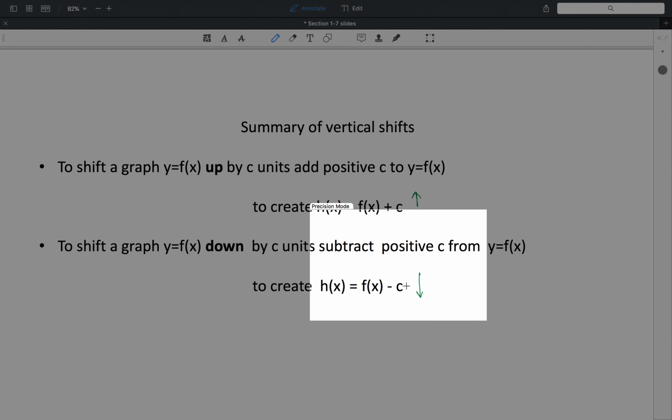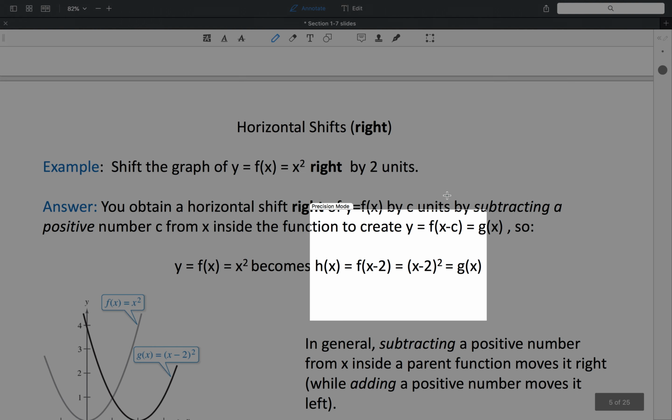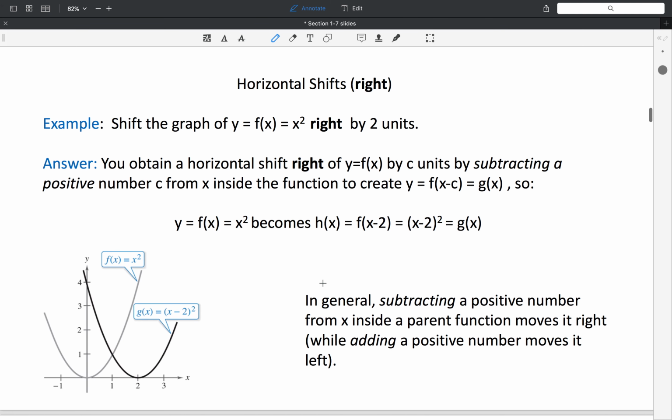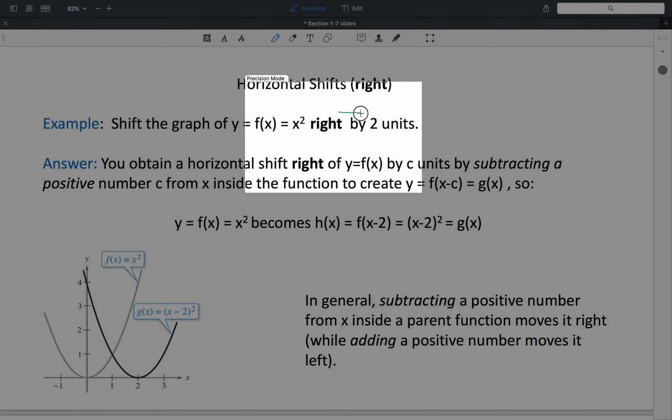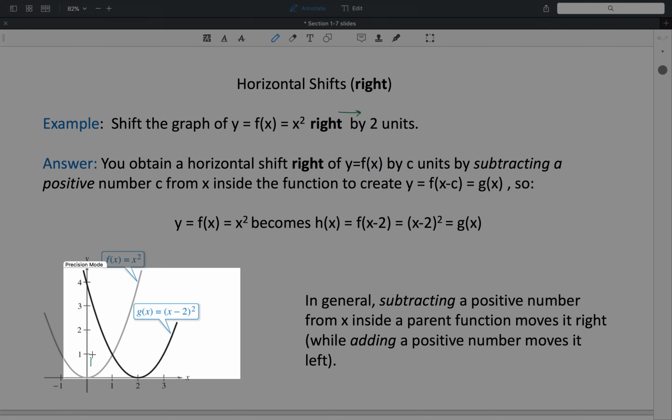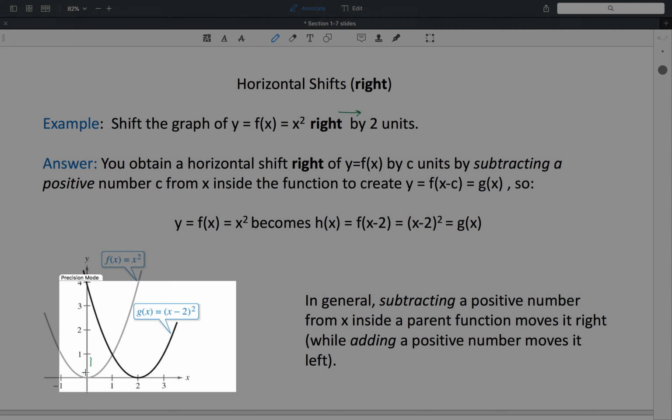Okay. Now the second kind of shifts is moving it right or left. First I'm going to do right. I want to move the graph to the right by 2 units, and that's what I did here. Let me take this off, and I want to go down here. Then I just want to point out that this original zero here is 0, 0.